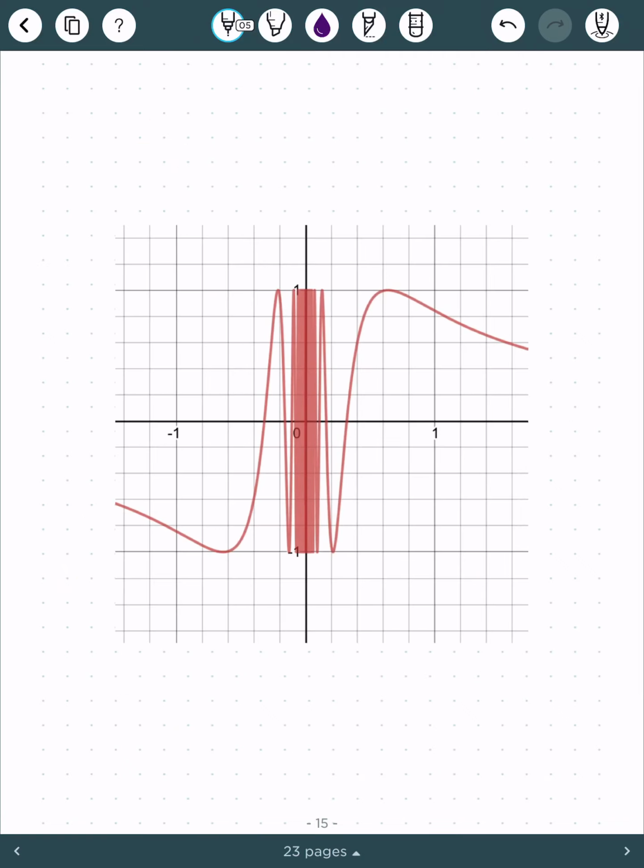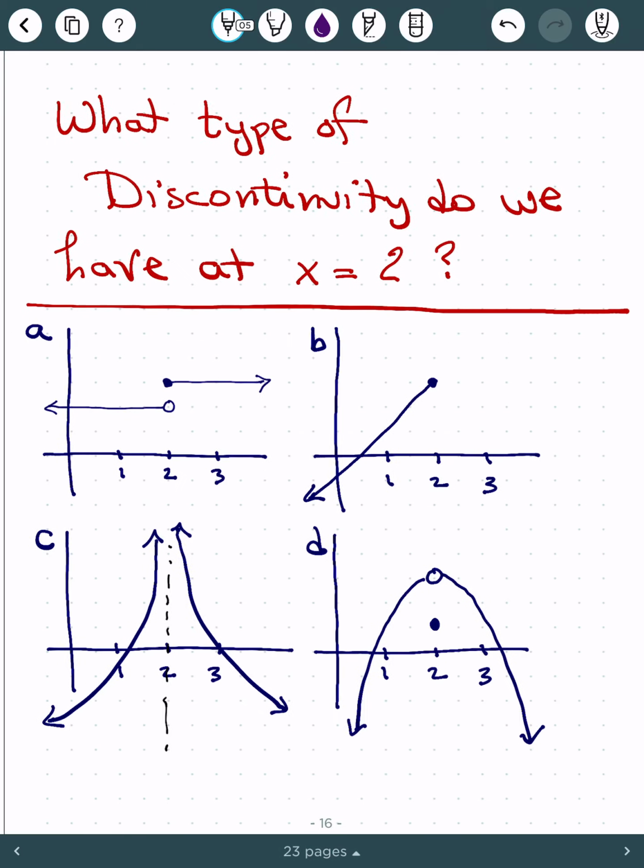So you can see that it appears to be approaching 1 up here and -1 down here, and it's alternating closer and closer and closer together, so it looks like it's approaching both of them at the same time. So that's an oscillating discontinuity.